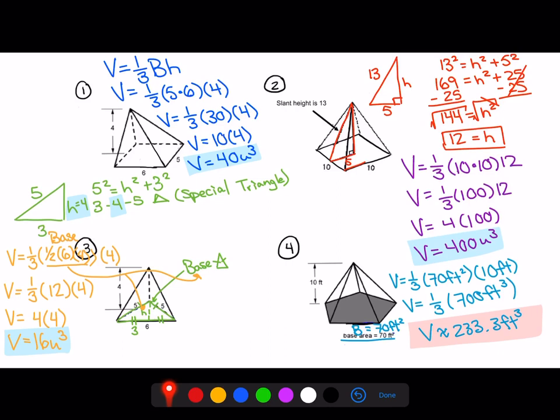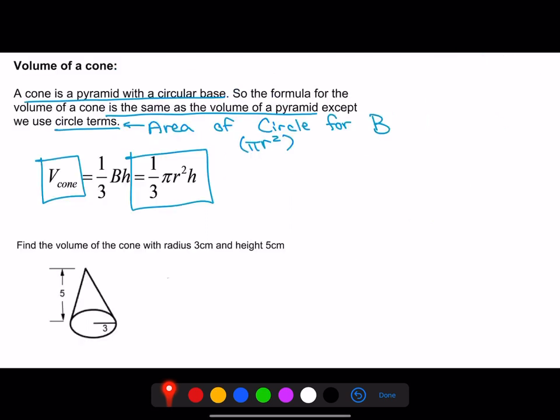Hopefully those weren't too difficult. Again, remember this formula at the top here. Volume is equal to 1/3 big B times H, and you'll be set with pyramids, cones, and anything that meets at a single point. All right, next, volume of cones.